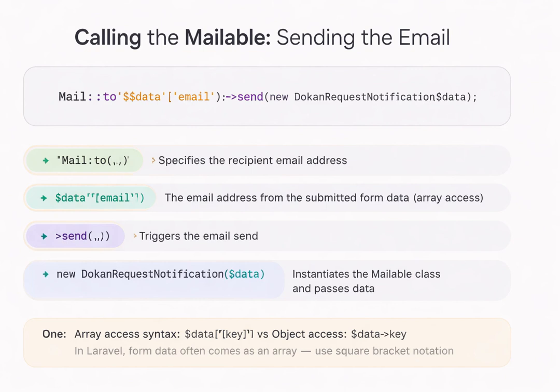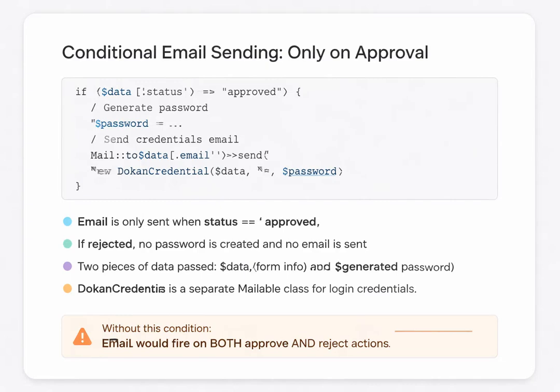Notice the array access syntax here. $data in square brackets with the key name. This is important. When data comes in as an array rather than an object, you use square bracket notation to access individual fields. If it were an object, you'd use the arrow notation. In Laravel, form-submitted data often comes as an array, so this distinction matters. The email address used as the recipient is pulled directly from the data that was submitted with the shop registration form. Here's an important detail.